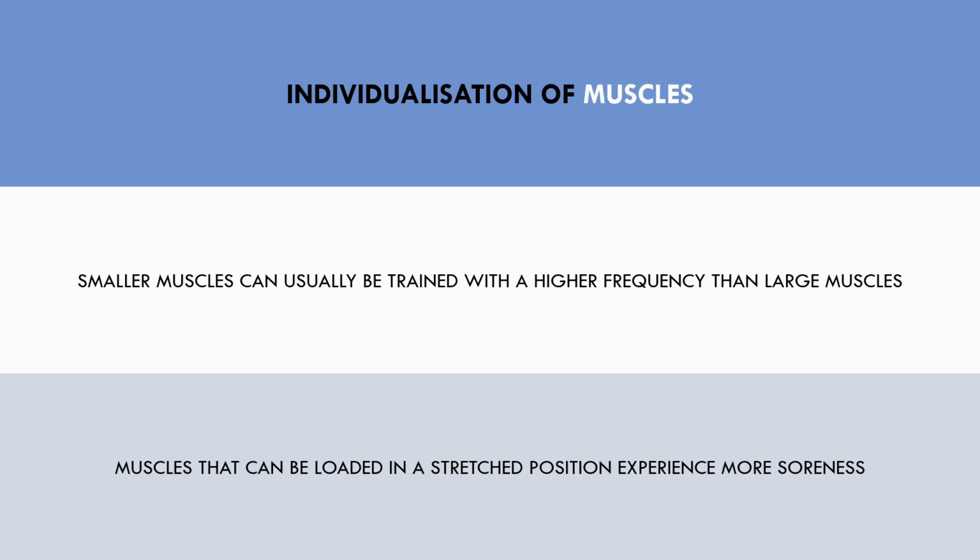Additionally, muscles that are able to be loaded in a highly stretched position generally experience more damage and soreness and anecdotally take longer to recover. For example, the chest often experiences high levels of soreness after doing flies through a full range of motion, or the hamstrings after doing full range stiff leg deadlifts.